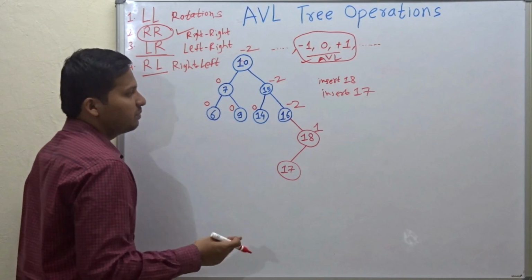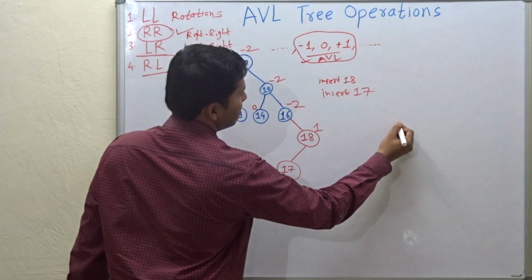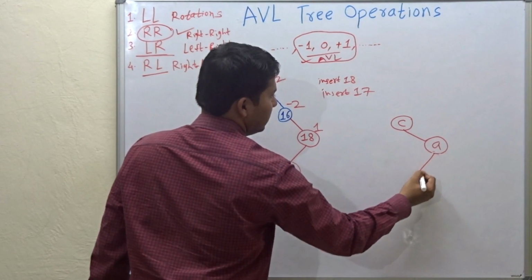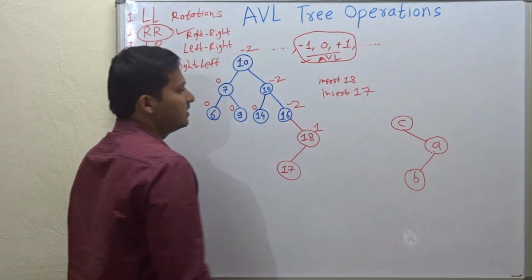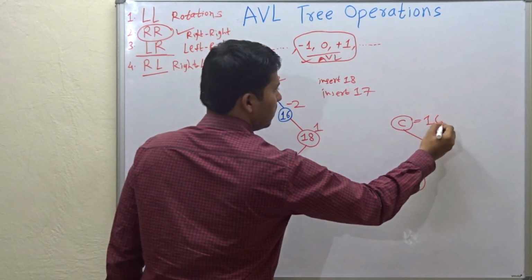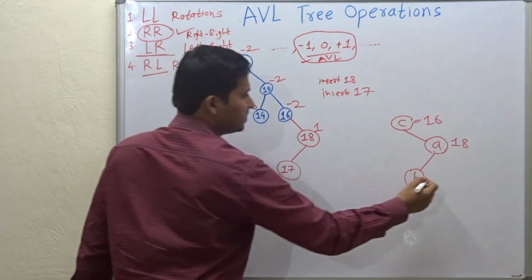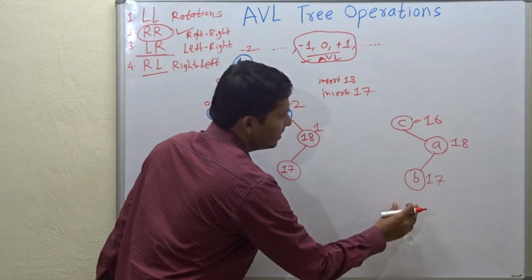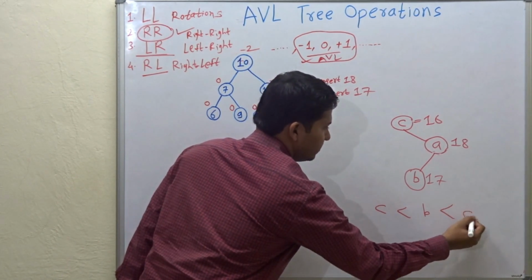So the first method, just sort these numbers. So I will write them here. C, then A and B. This is the structure, and 16, 18, 17. So see here, C is 16, then A is 18 and B is 17. Okay, so sort them, it will come like 16, 17 and 18. So C is less than B, is less than A.